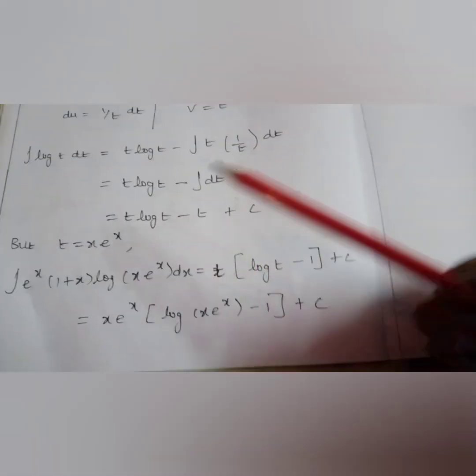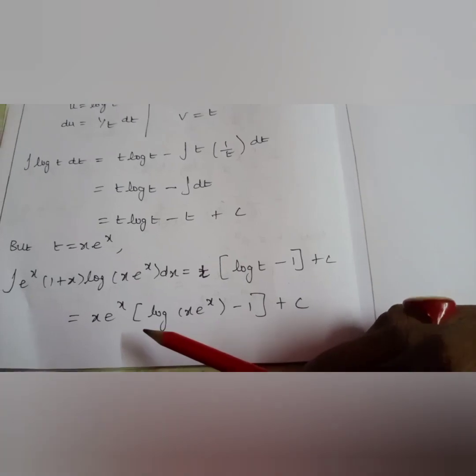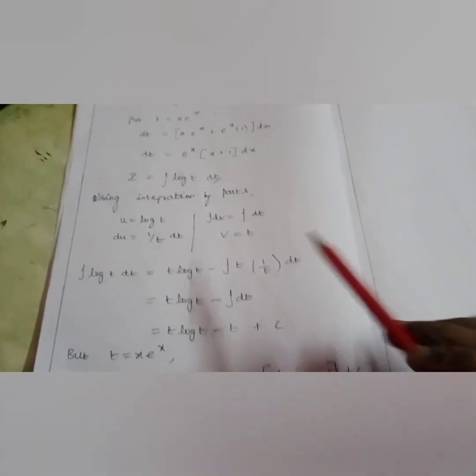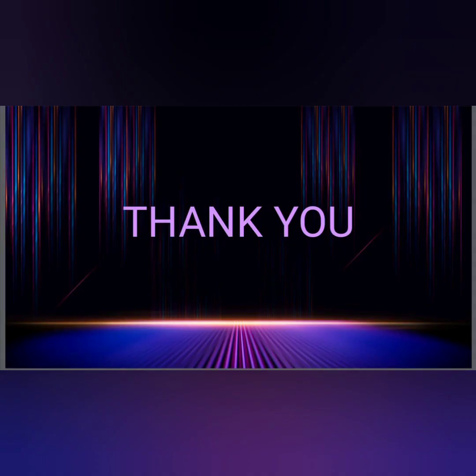And once again, what is your t here? x e power x. So substituting it back, I am getting the answer to be x e power x into log of x e power x minus 1. So in this sum, we have used substitution and also integration by parts, and we got the answer. We will continue with the same exercise and finish the rest of the sums in the next class. Thank you, children.